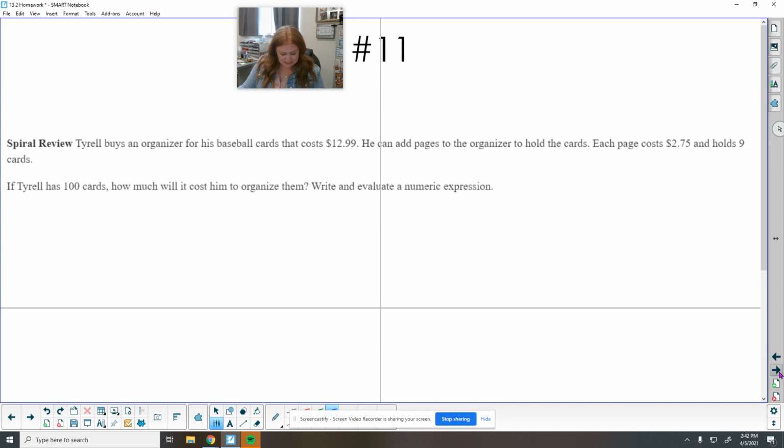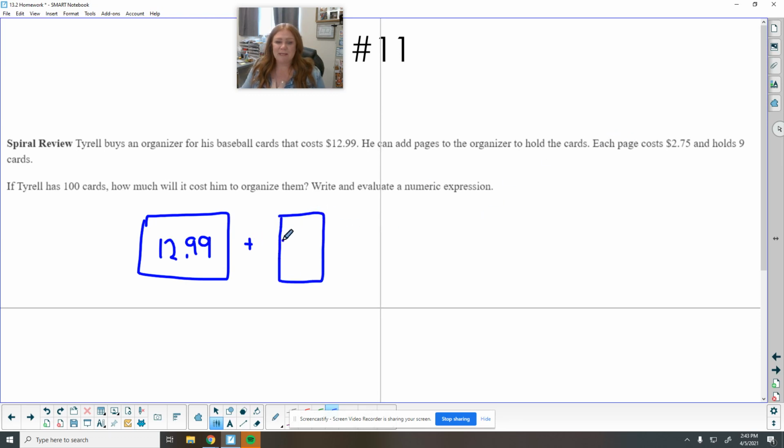Okay, number 11 tells us that Tyrell buys an organizer for his baseball cards that costs $12.99. He can add pages to the organizer to hold the cards, and each page costs $2.75 and holds 9 cards. So he had to start and buy the organizer, which was $12.99. So it's like his binder. Then he's going to add on pages. Each page is $2.75. So here's the binder. Here's a page, and a page holds 9 cards.